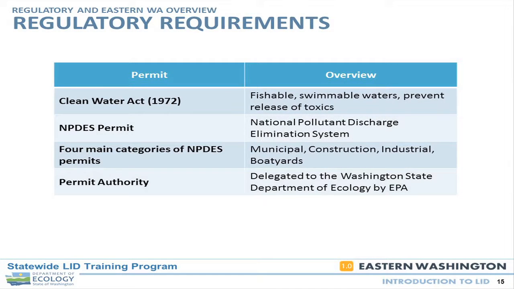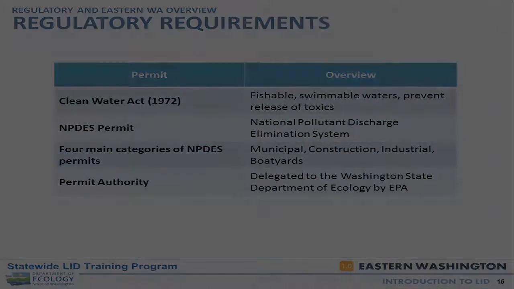And there are 4 different categories of the NPDES permit. There is a municipal permit, a construction, industrial NPDES permit, and a boatyards permit. And the permit that we'll be covering today is the municipal NPDES permit. And the permit authority is delegated to the Washington State Department of Ecology, by EPA.